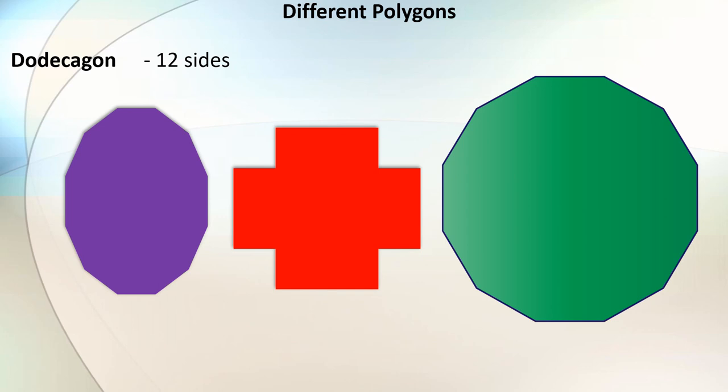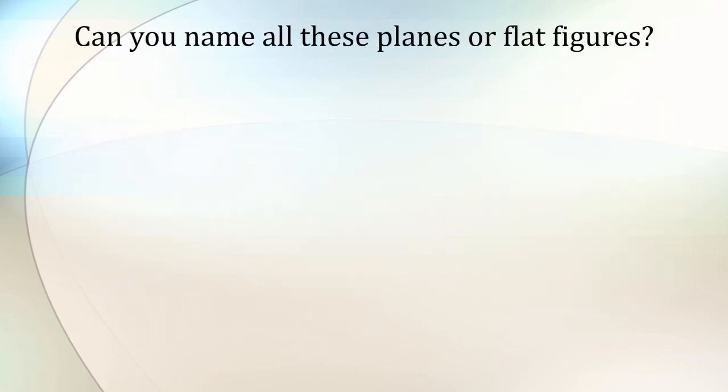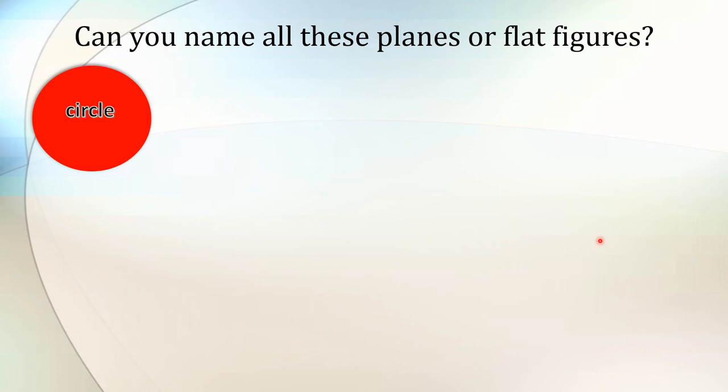Let's see if you understood. Can you name all these planes or flat figures? Remember, these are all under plane geometry and these are all flat figures. So, what are these flat figures? Pause if you're still not able to answer, so at least you know. This one is easy. This is a circle.